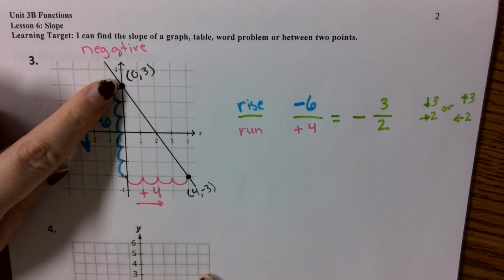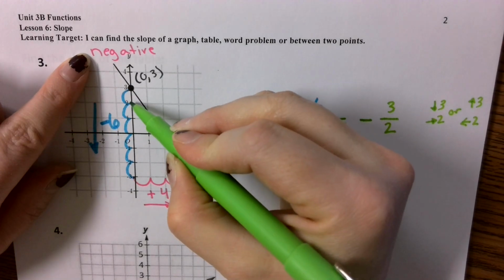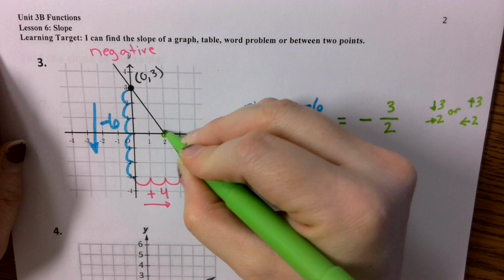Okay, so if I were to start at this point here, let's say I go down 3, 1, 2, 3, and to the right 2, 1, 2. Does it take me to a point on my graph?